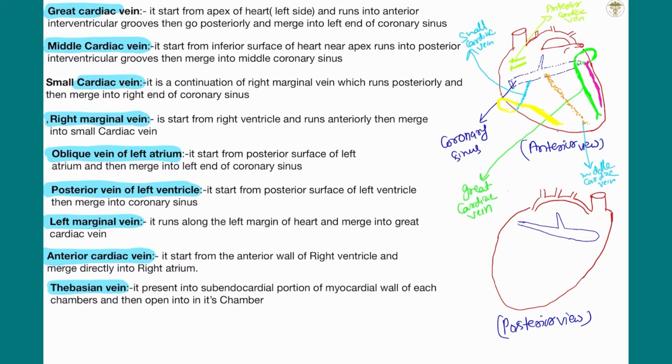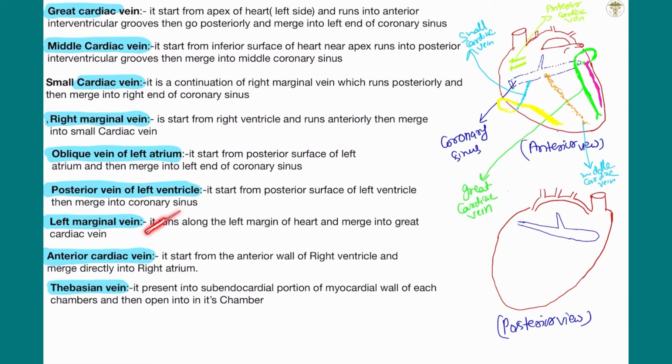So you see that the great cardiac vein is present in the anterior portion because I didn't make it with the dotted line. The middle cardiac vein I made with the dotted line, which means it is present in the posterior portion. The small cardiac vein, which I made with the dotted line, is also present in the posterior portion. The right marginal vein is present in the anterior-most portion of the right ventricle, and then it drains into the small cardiac vein.